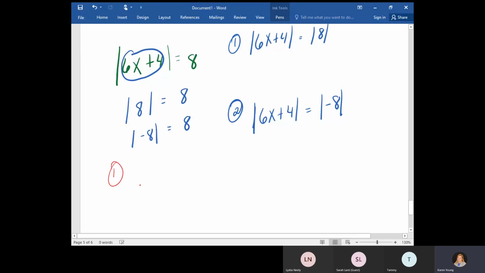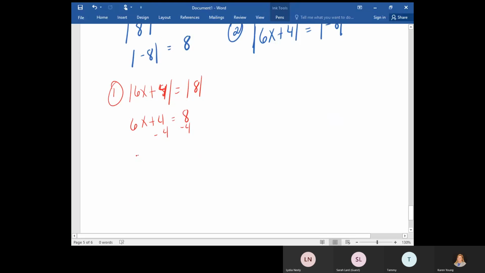Okay, I'm going to do number 1 in red. So I'm looking at the absolute value of 6x plus 4 equals the absolute value of +8. So what I'm going to do is just drop all the absolute values and solve for x. So 6x equals 8 minus 4, because those cancel. This 4 divided by 6. And so that reduces, like you said, to 2/3. So x can equal 2/3.